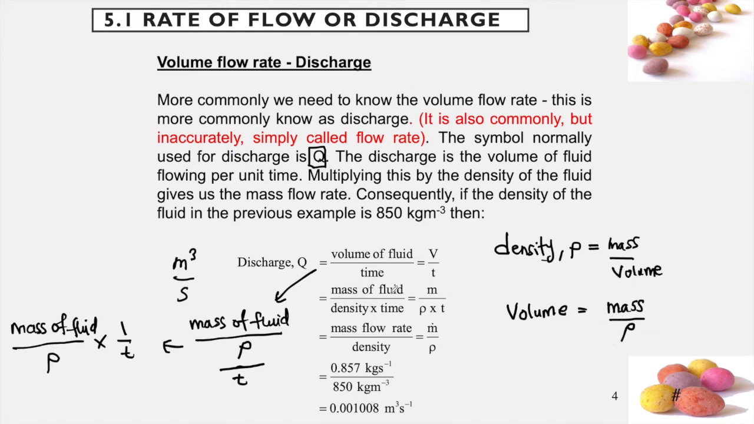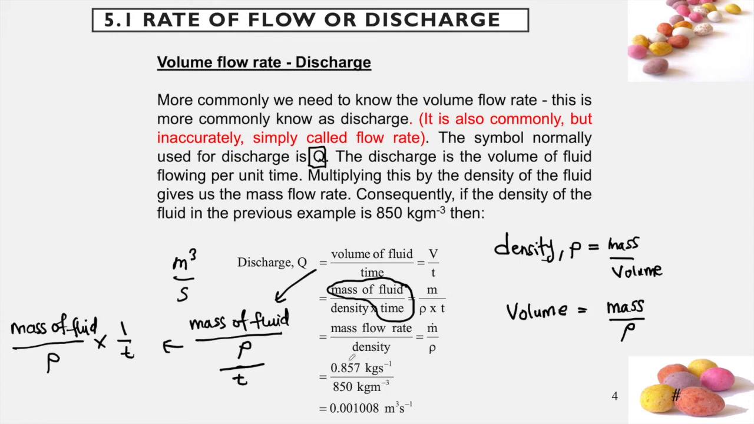Now, mass of fluid over time is mass flow rate. Take a look at the equation here. So, mass of fluid over time is mass flow rate. Therefore, we change this equation into mass flow rate over density.